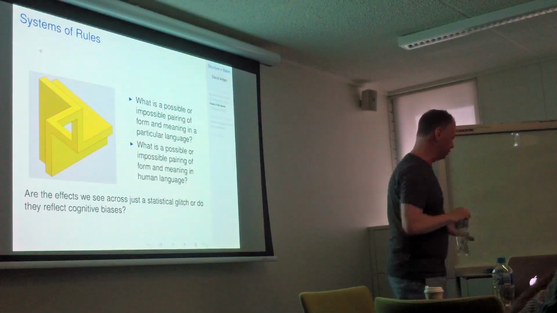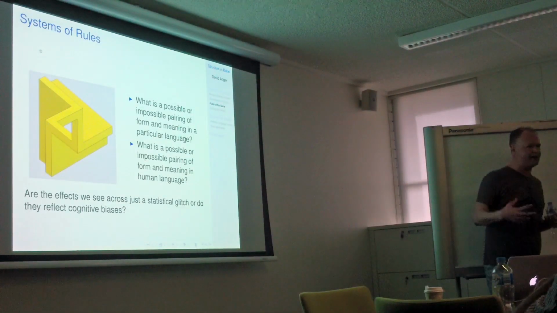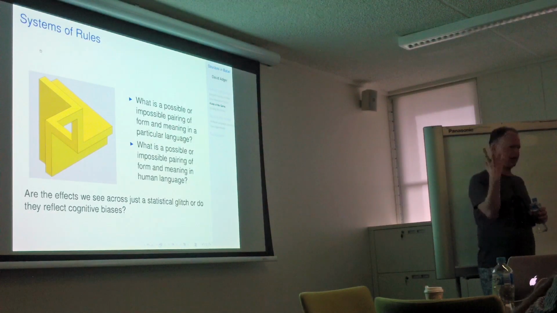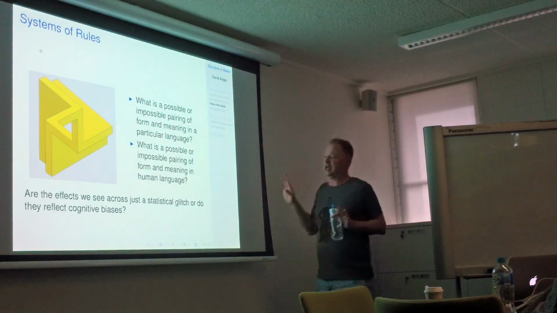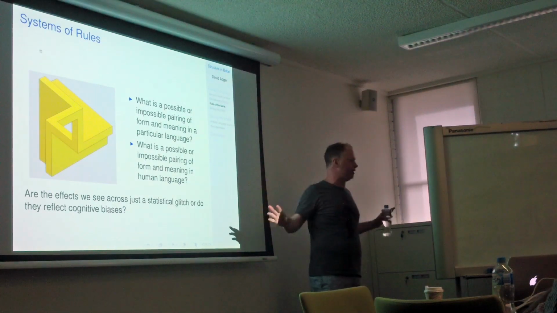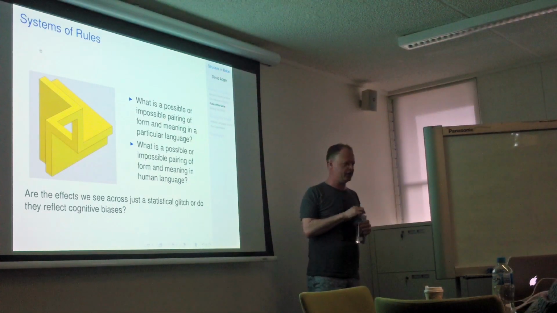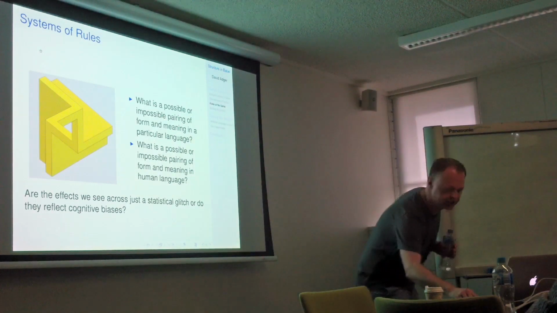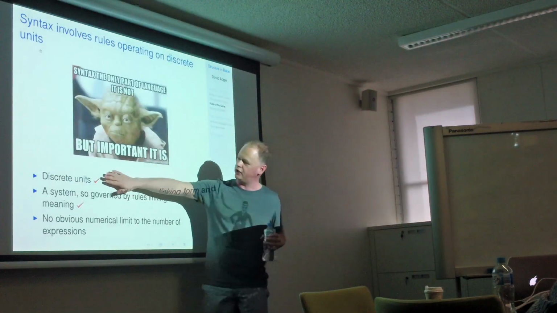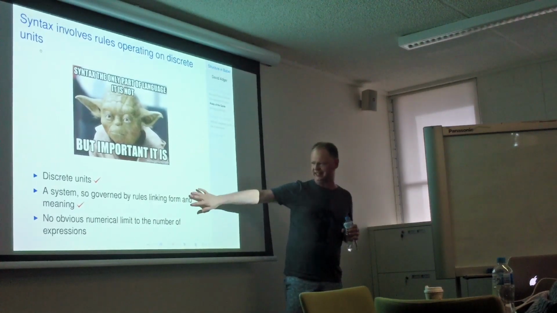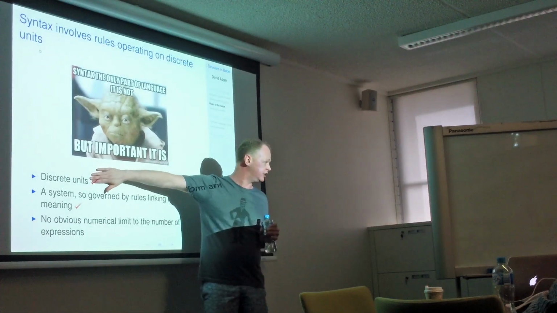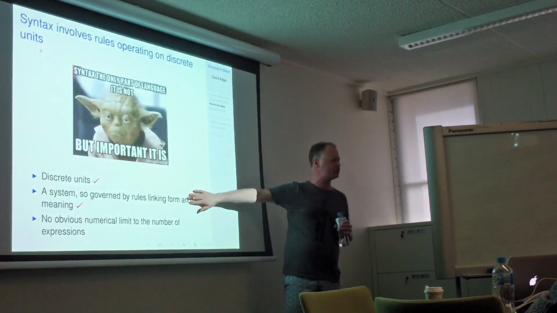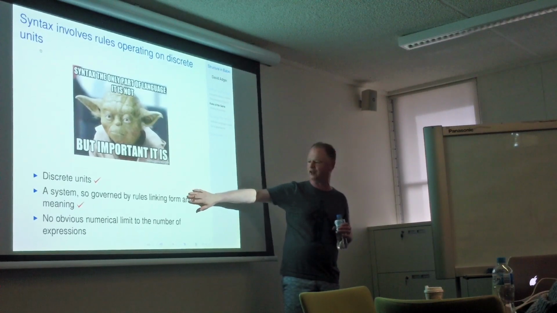Okay, so there are rules. Non-human animals seem to be able, to a very limited extent, to use rules that associate form and meaning. But humans seem to have a much wider capacity than this, which we'll now turn to. So what we've done so far, going back to Yoda, is we've seen that human language has discrete units, and that it is a system governed by rules linking form and meaning. We've seen that non-human animals have a version of this. Pretty limited, but definitely a version of this.